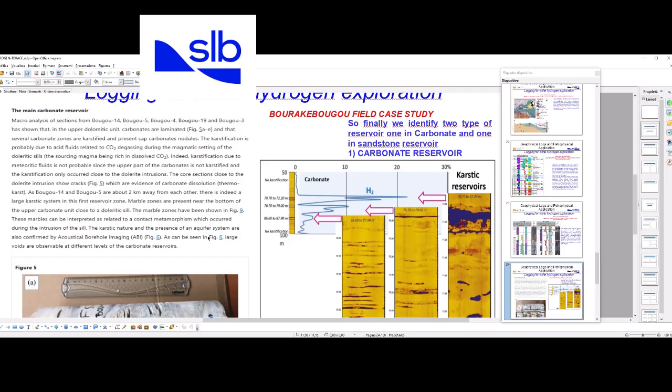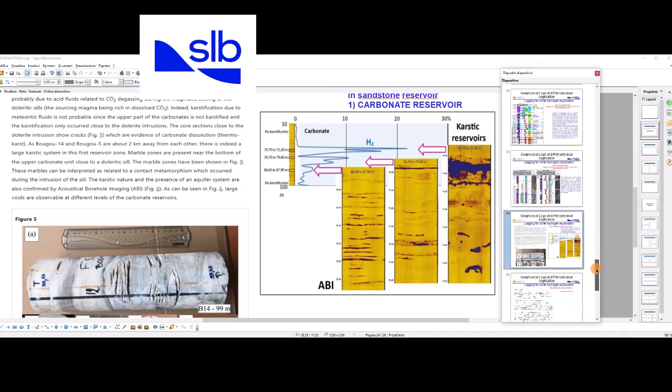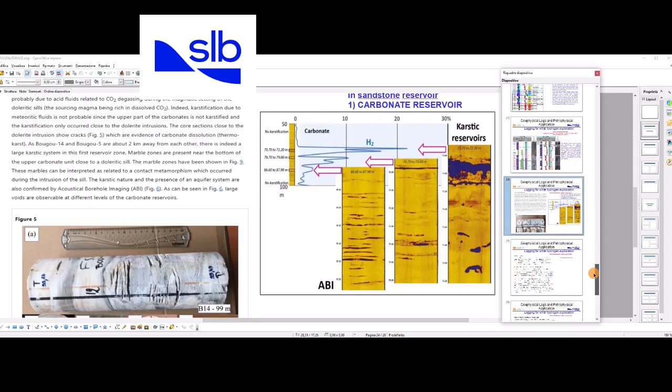The karstic nature and the presence of aquifer system are also confirmed by acoustical barrel image. So this is the acoustical barrel image that shows you the presence of karstic aquifer, and large voids are observed. In this case, you can see these large voids at different levels of carbonate reservoir. It's like sacs, like bubbles for hydrogen storage.